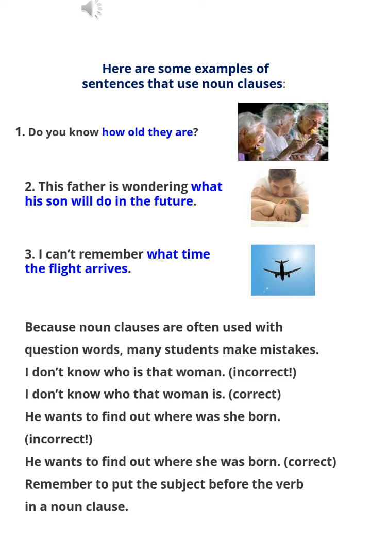Because noun clauses are often used with question words, many students make mistakes. I don't know who is that woman. Incorrect. I don't know who that woman is. Correct. He wants to find out where was she born. Incorrect. He wants to find out where she was born. Correct. Remember to put the subject before the verb in a noun clause.